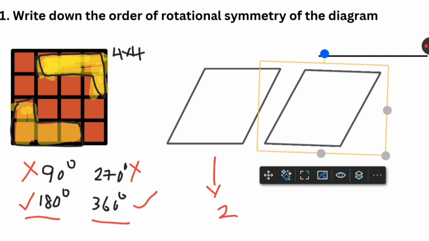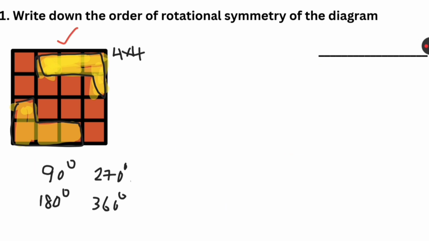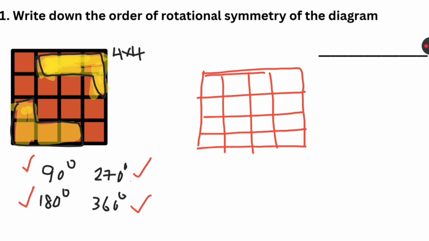Now let's find it for this square grid. Here we first observe the 90 degrees rotation, then 180 degrees, 270 degrees, and 360 degrees rotation. Let's find the order of rotational symmetry for this diagram. They gave a 4 by 4 square grid. Before drawing the shaded part, let's label the corners A, B, C, D. So this is also A, B, C, D.